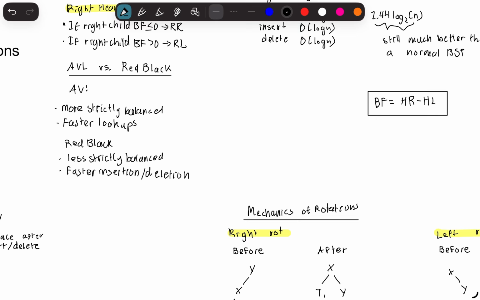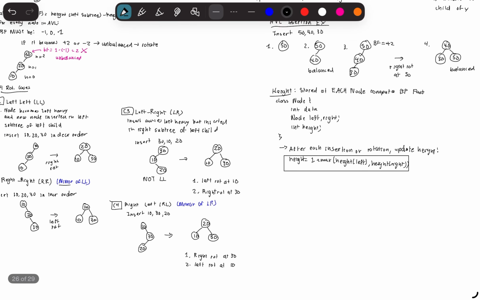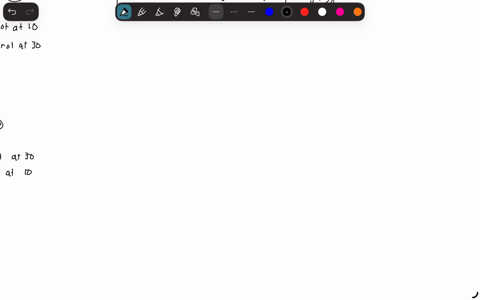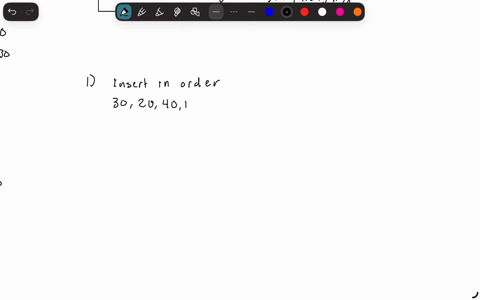Now, we can also do some more practice problems with AVL. Yeah, we have the space to do that. So let's say we have a question here. Let's insert in order some examples: 30, 20, 40, 10, 25, 22. This is going to cause an LR double rotation.